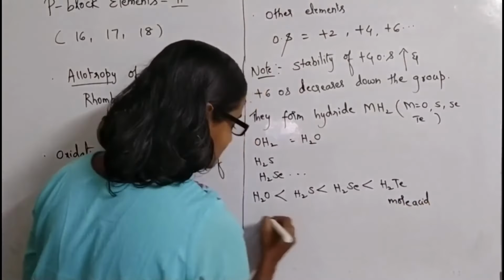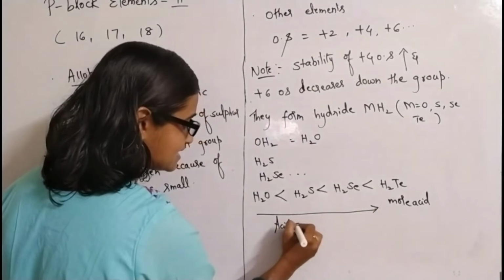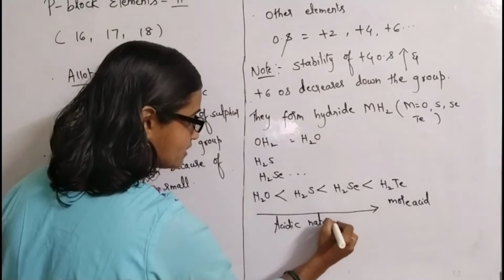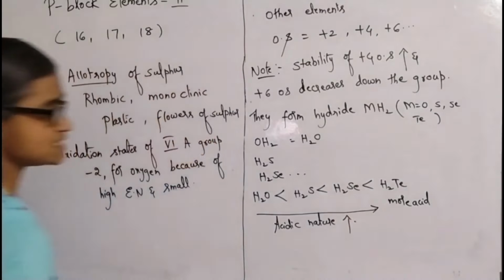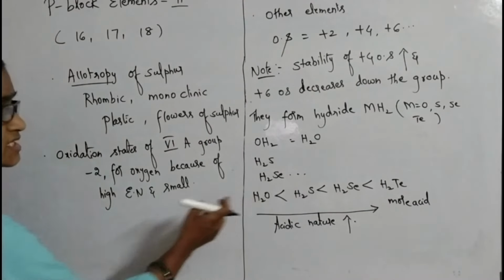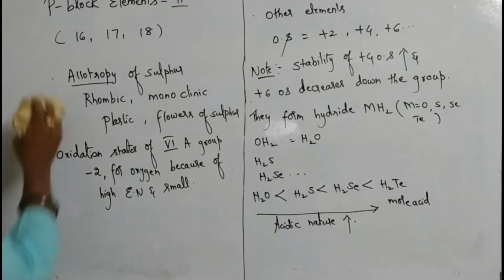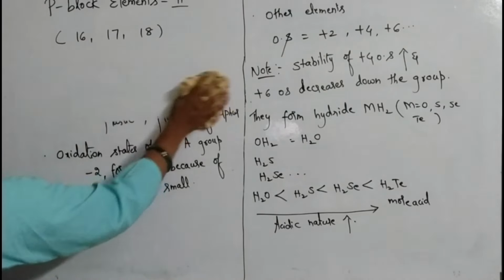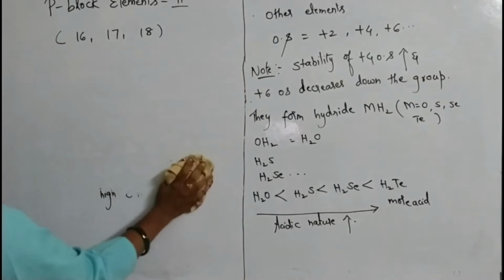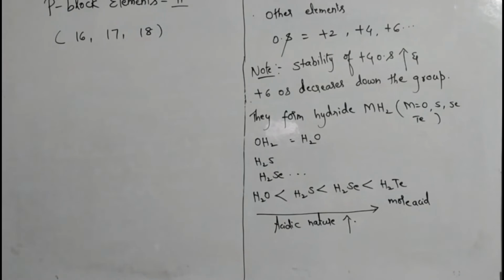So what happens from top to bottom in a group? Acidic nature increases. Please remember this point. And you know that the hydride of oxygen, that is water, is a neutral substance. So this is about acidic nature of hydrides. These orders are most of the times being asked in EAMCET type of questions, so please go through such kind of orders.